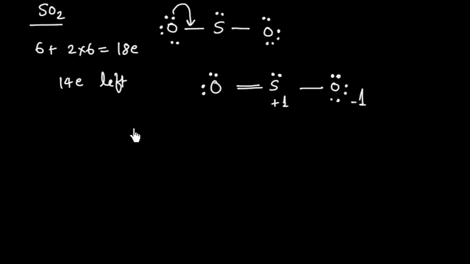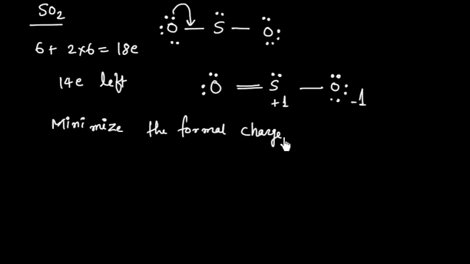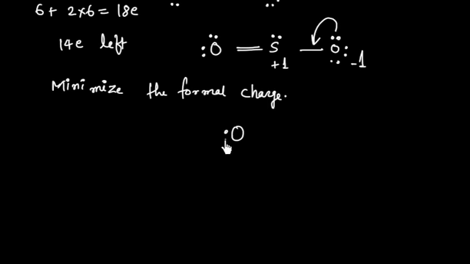Basically we can minimize the formal charge. A good Lewis-Dot structure basically minimizes the formal charge. So what we can do is form a bond here. If I form this bond, I have a double bond. Now in this case sulfur will have 6, so 0 formal charge. Oxygen has 6, 0 formal charge. This oxygen also has 0 formal charge.